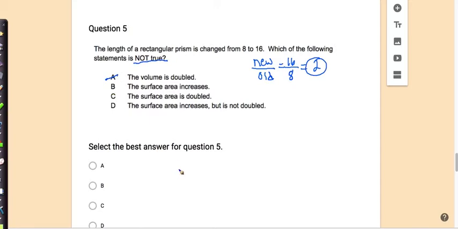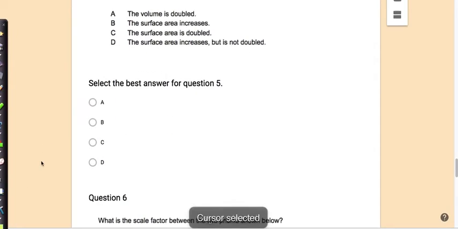So this is true, so I can't pick it. The surface area increases. Well, if the scale factor is doubled, remember the surface area increases. Okay, now it's picking between these two, so let's read them both. The surface area is doubled, or the surface area increases but is not doubled. Good, it's C, because remember, scale factor does not apply to surface area. So it doesn't double. It increases but is not doubled. So the correct answer is C, because we were picking the one that is not true. So that was a little bit tricky because it said not true.